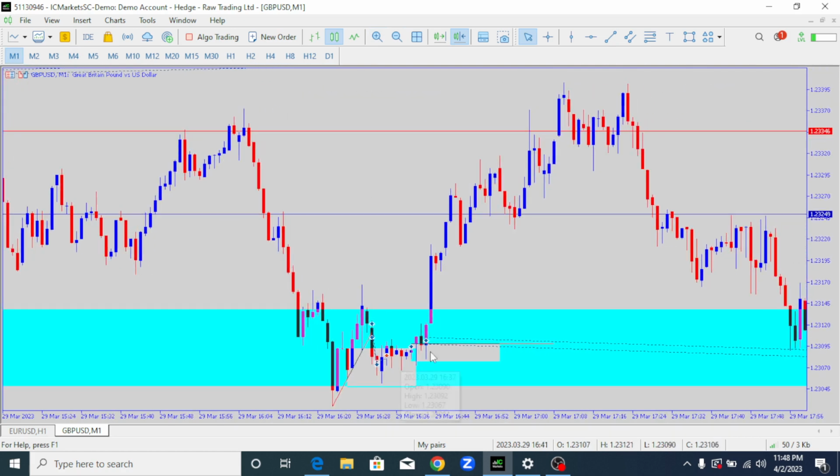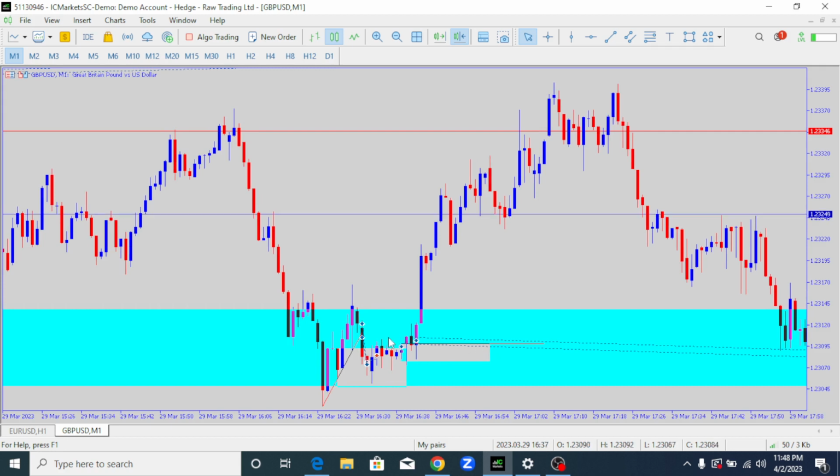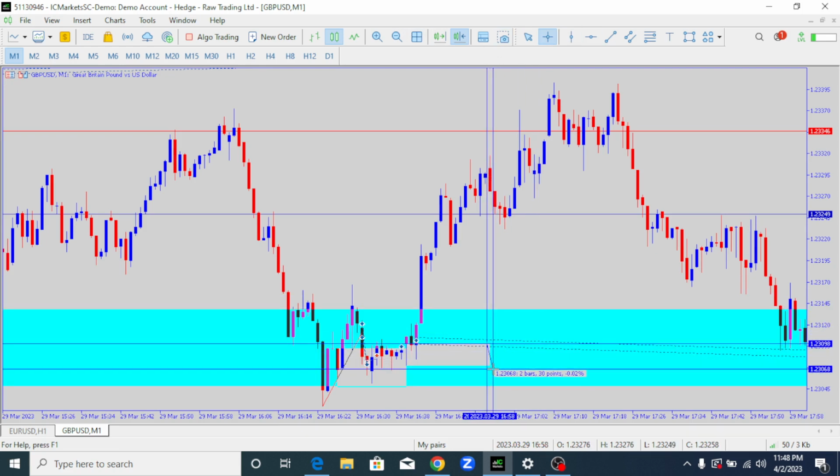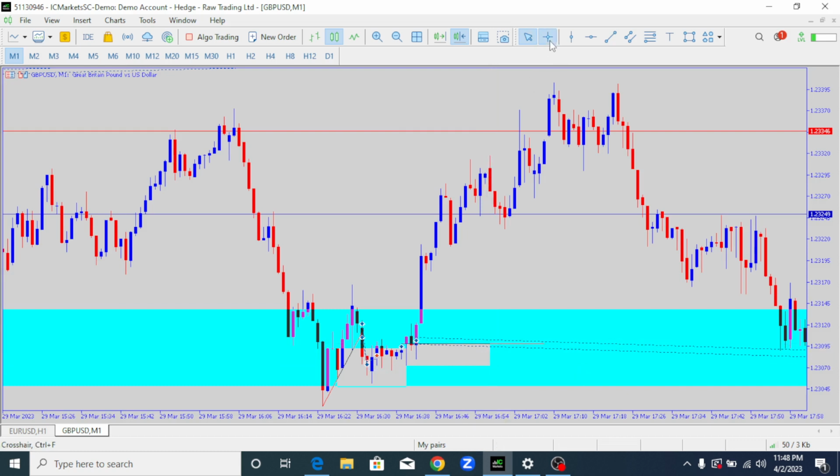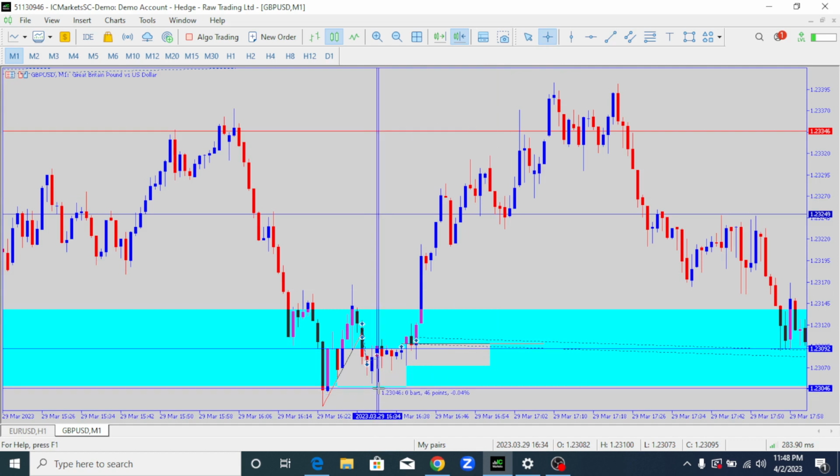The first one was around this area. And the second one had a 3 pip stop loss. The other one had a 4.5 pip stop loss.